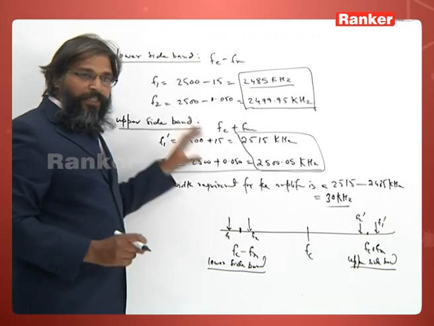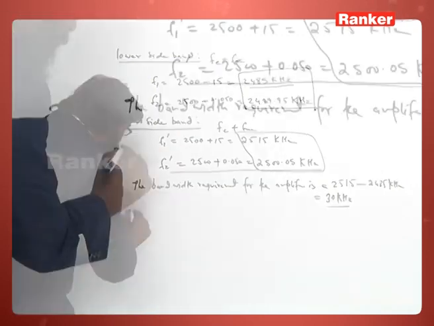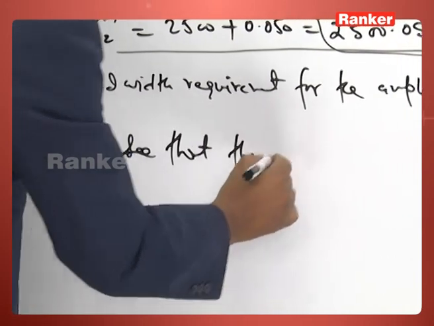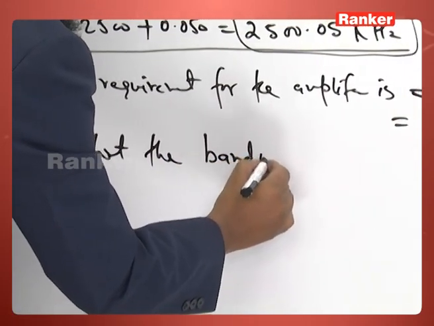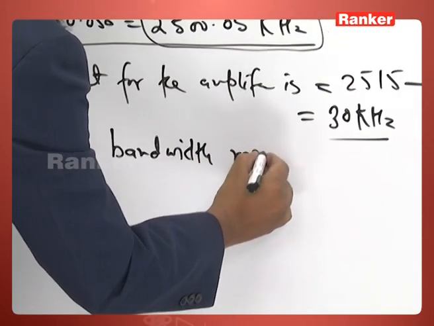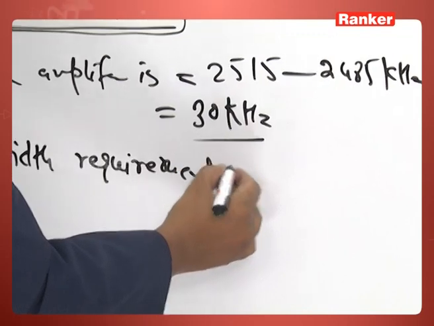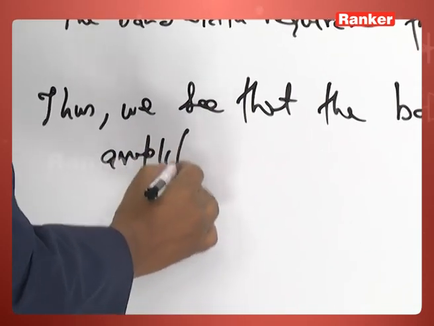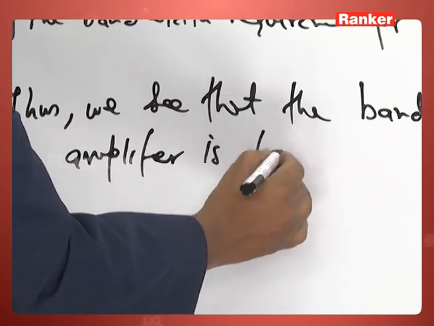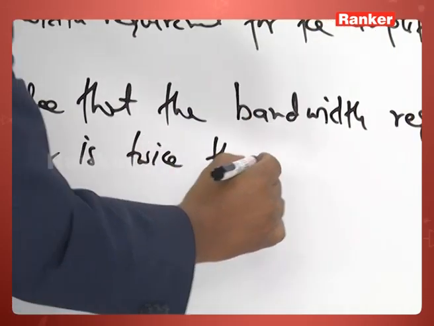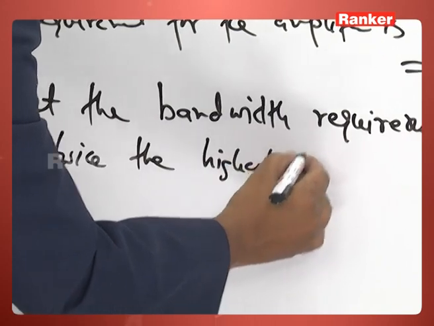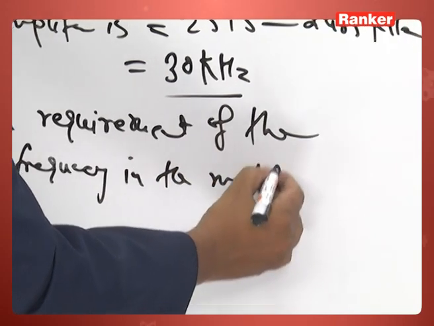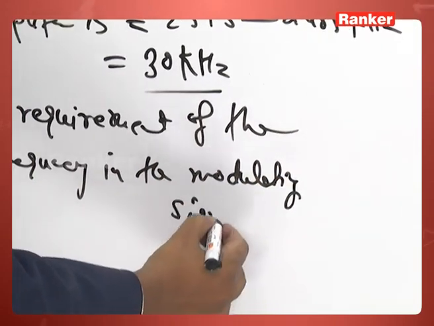So I hope first you write down this. So thus we see that the bandwidth requirement of the amplifier is twice the highest frequency in the modulating signal. This is very important.